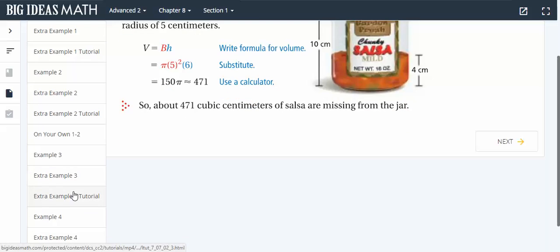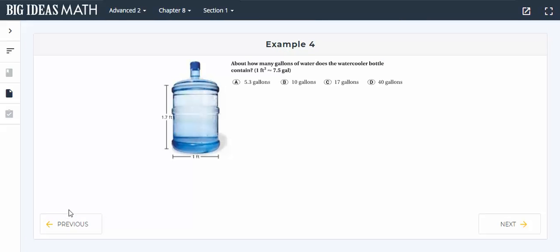The next one I'd like to show you is example 4. And this is about how many gallons of water does the water cooler bottle contain? And it says basically that 1 foot cubed is approximately equal to 7.5 gallons. And so we have to then decide, find the volume of the cylinder.